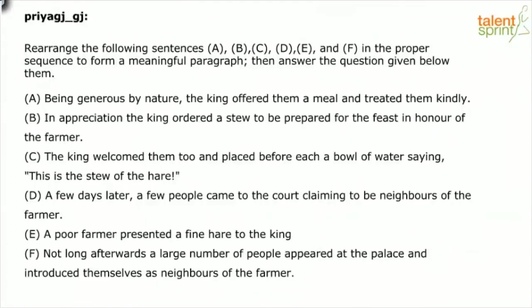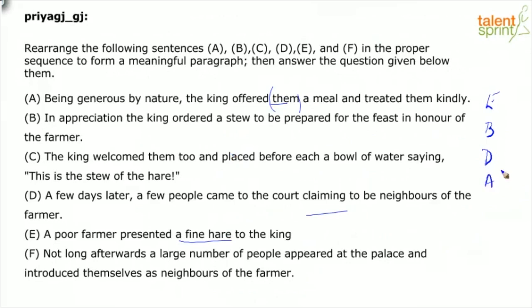Jumble sentence quickly. So all of us know that obviously E is the topic sentence, right? A poor farmer presented her fine hair to the king. So because he did this, being generous by nature, the king offered them. Oh, it can't be A. It's not them. What's the next one? In appreciation, the king ordered a stew to be prepared for the feast in honor of the farmer. Yes, EB. So what happens after that? A few days later, a few people came to the court claiming to be neighbors of the farmer. Okay. So being generous by nature, the king offered them, but the people who came claiming to be the neighbors.